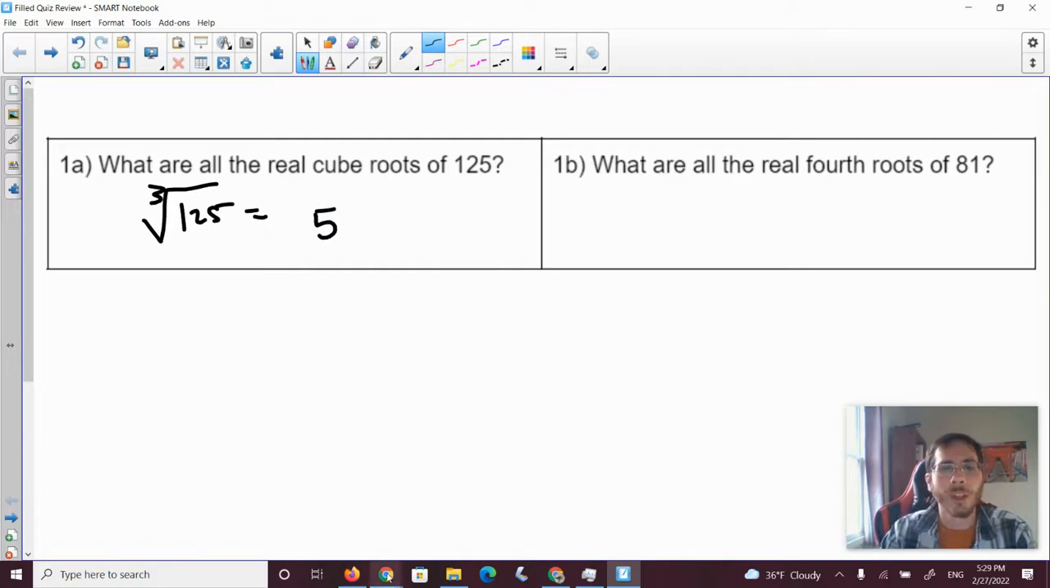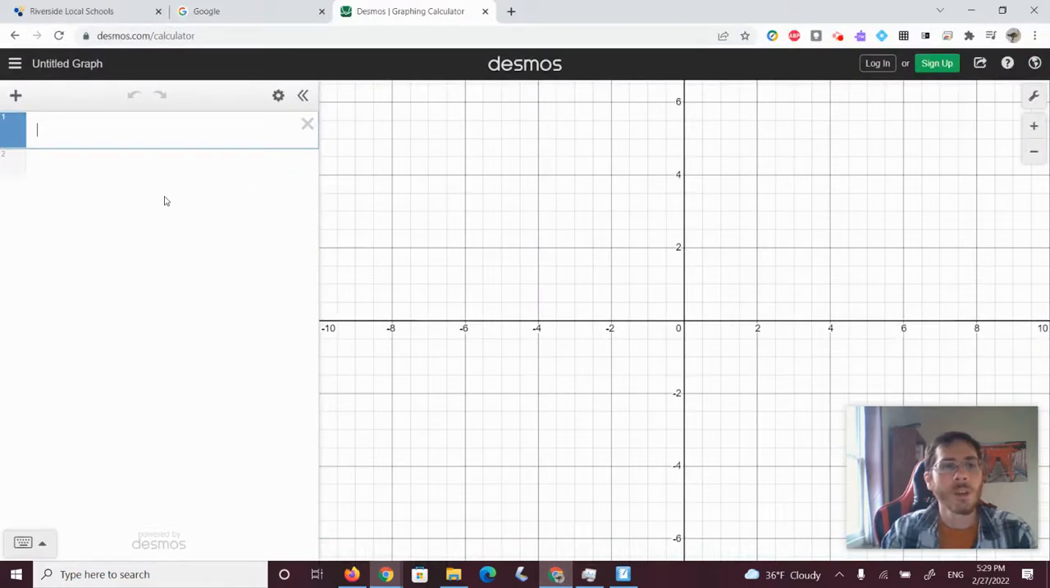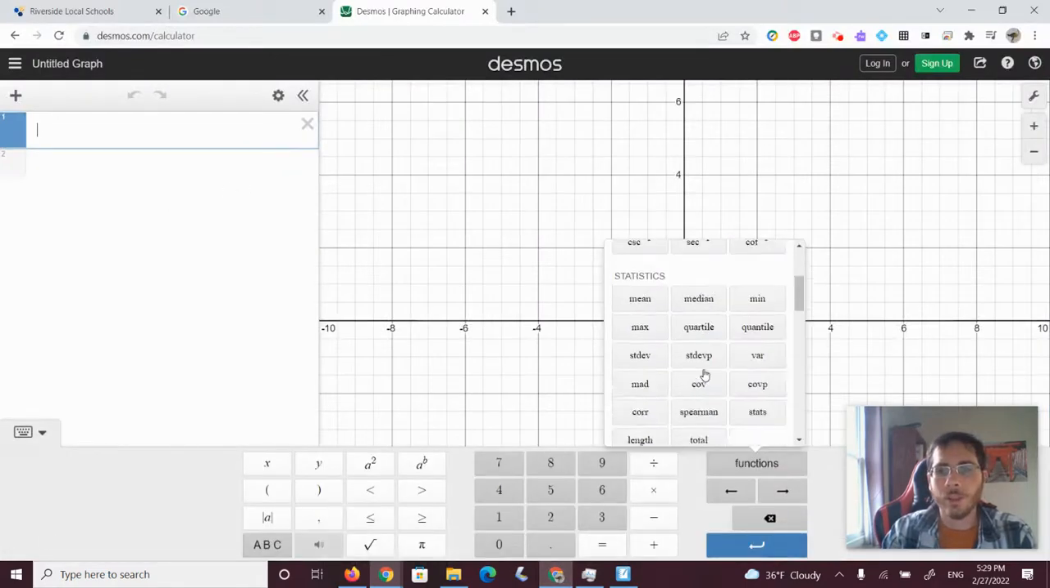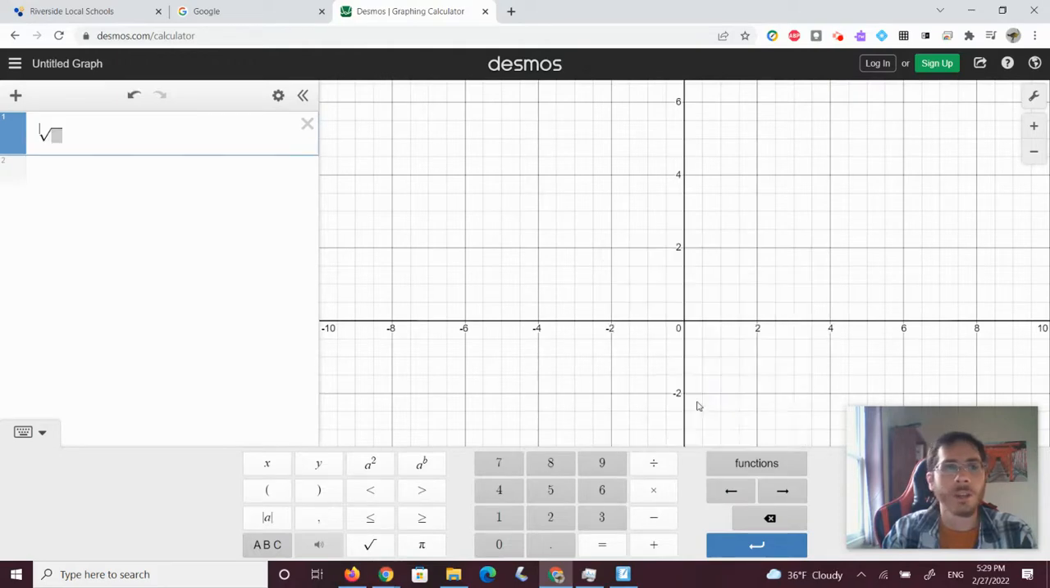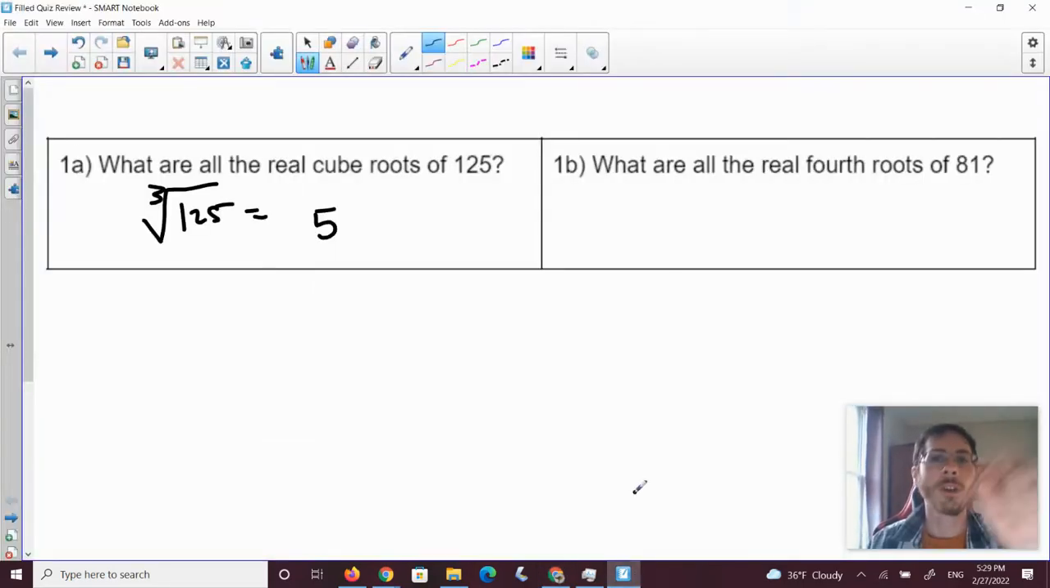If we want, we can check it out. We can put that in here. We want to do a cube root, so we've got to go into the functions menu, scroll all the way down to the nth root, and then the cube root of 125 is just 5. And that's because 5 times 5 times 5 is 125.